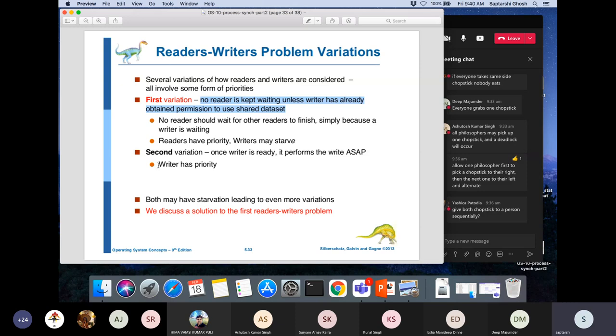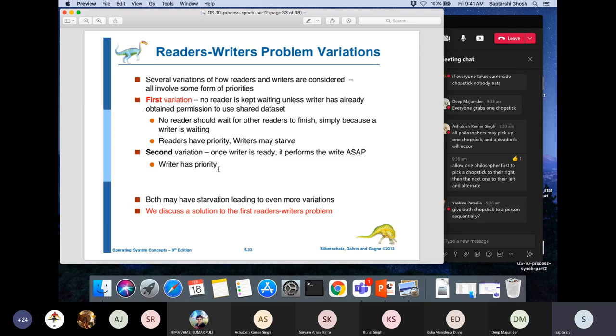Okay, and so the second variation is that once the writer is ready, it is immediately, or as soon as possible, allowed to write. So if you see, in the first variation, readers have priority, whereas writers may starve. And in the second variation, the writer has priority.